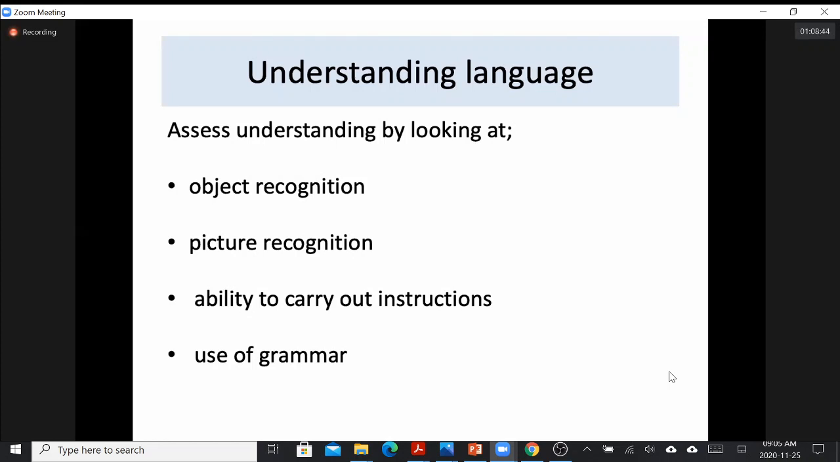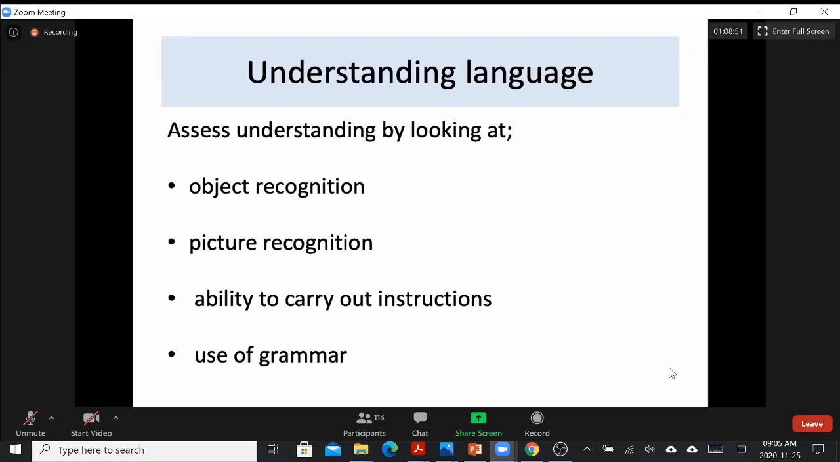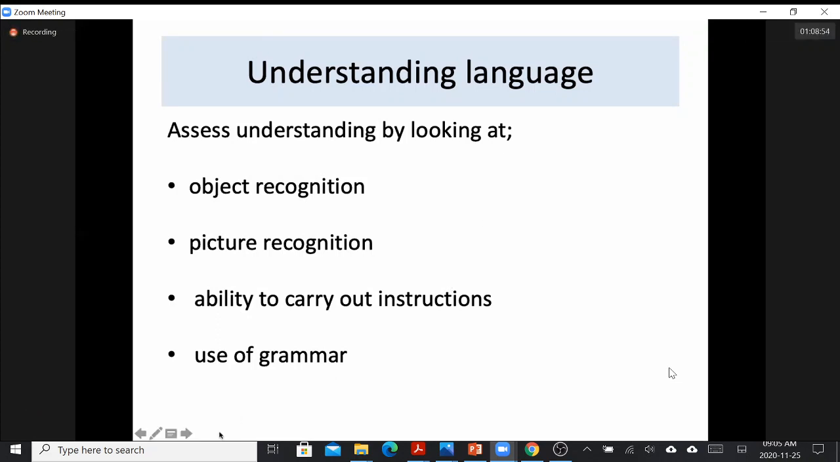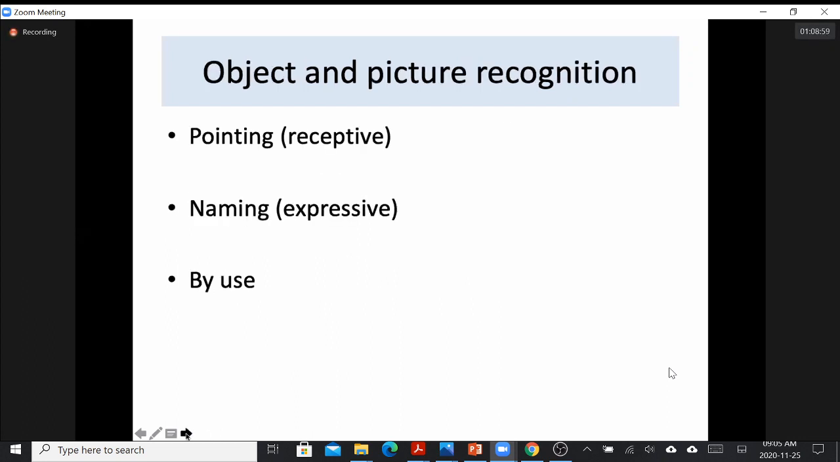Then ability to carry out instructions. We can say, show me your hair, or show me your doll, show me the ball. You give certain options and you ask them to do that, and that will show you understanding of the language. So if they can point at a picture in the book on our request, that is receptive language.